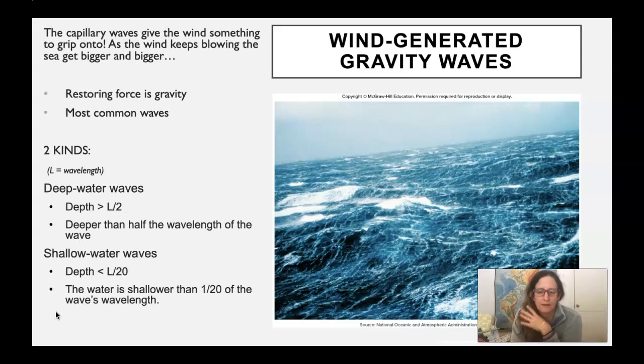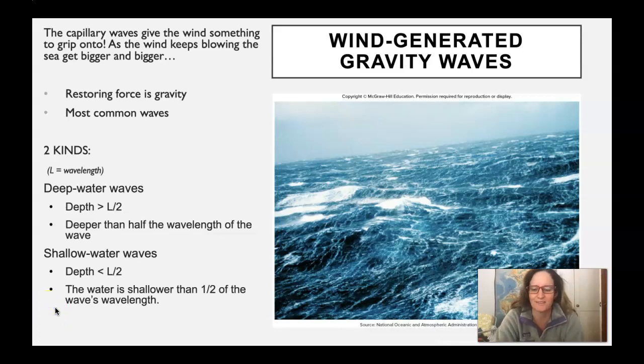So all of this is based on the depth of the water. Deep water waves, they're not going to interact with the seafloor. Shallow water waves, they do. So in the definition here, L is the wavelength. So if the depth of the water is greater than that wavelength divided by 2, it's still a deep water wave. Once the depth of water shallows up and is less than that wavelength divided by 2, then it is going to be a shallow water wave.